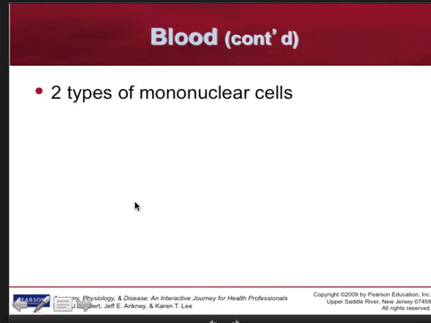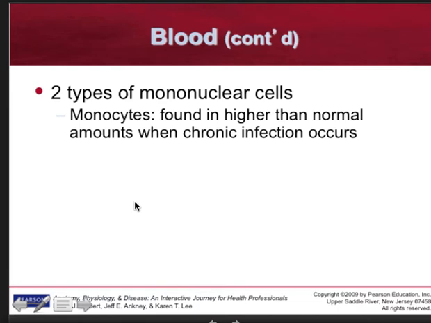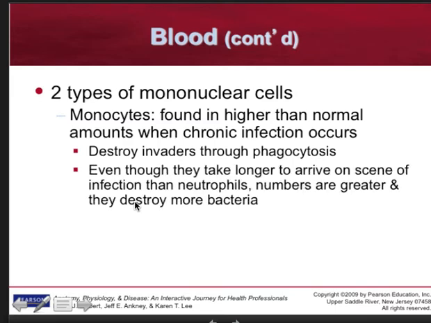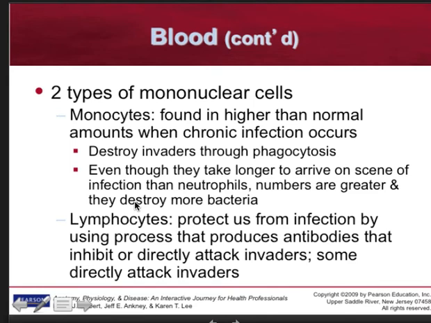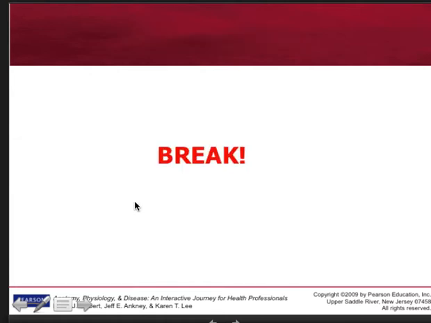There are two types of mononuclear cells. Monocytes are found at higher than normal amounts when you have a chronic infection, and they destroy invaders through phagocytosis. Even though they may take longer to arrive on the scene than the neutrophils do, the numbers are greater and they destroy more bacteria. And then lymphocytes, which protect us from infection by using processes that produce antibodies. Those are the magic bullets again, which inhibit or directly attack invaders, and some directly attack invaders.